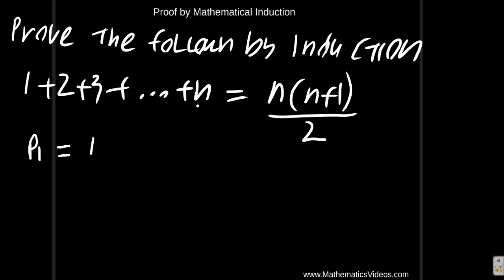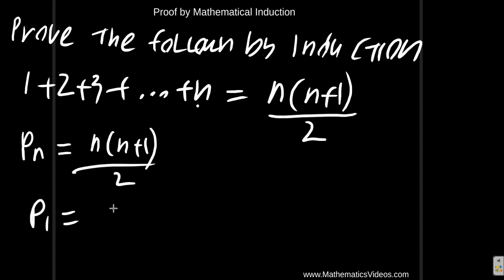Now, what this means is the proposition you're looking at. Pn is n(n plus 1) divided by 2. So P1 is 1 times (1 plus 1) divided by 2. So what you have is 2 divided by 2, which is 1. So P1 is true, because we have 1 here. That applies to the first term, the term in position 1.